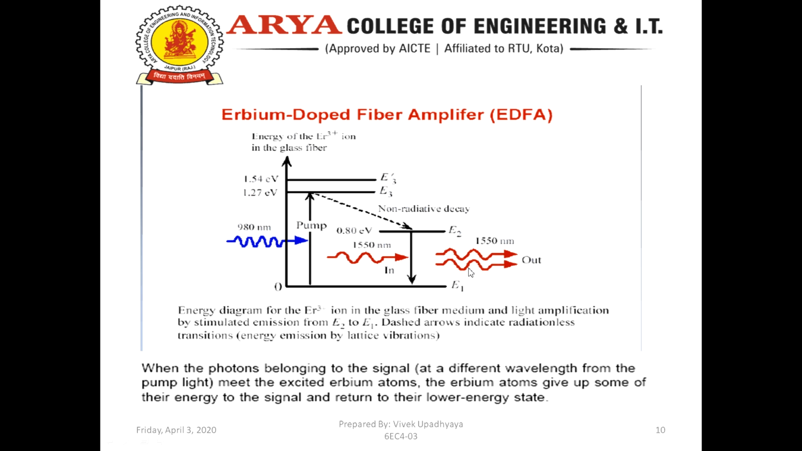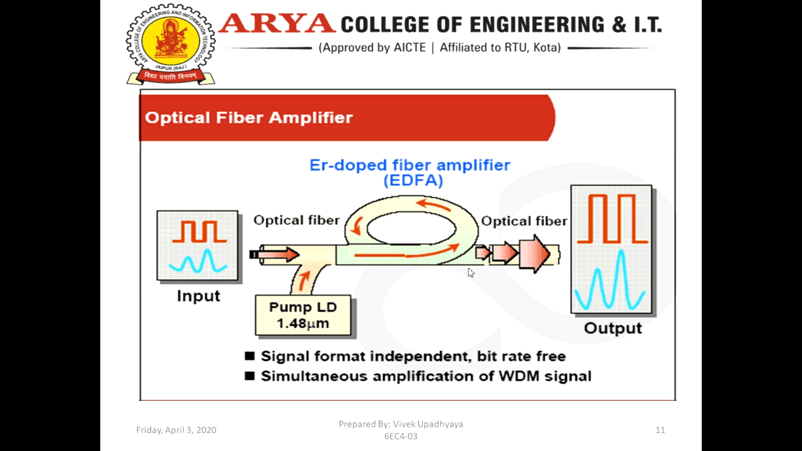This is also a schematic diagram of the optical fiber amplifier, showing how the EDFA looks. This is the input signal, and we provide this input signal. This is the pump power, at about 1.48 micrometer wavelength, and then we get the amplified output at the output end. It is signal format independent and bitrate free, with simultaneous amplification of WDM, wavelength division multiplexing, signals.